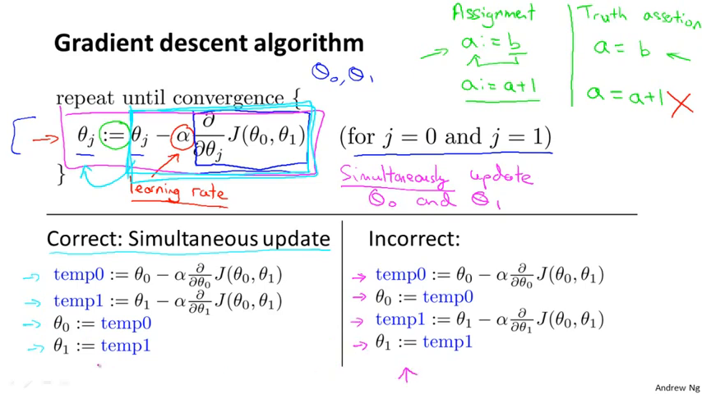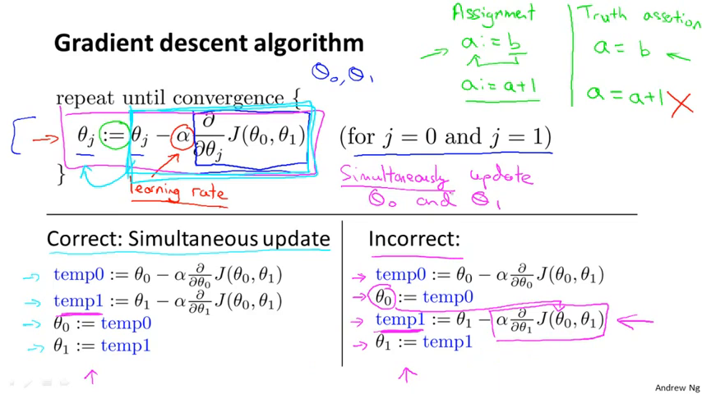And the difference between the right-hand side and the left-hand side implementations is that if you look down here, if by this time you've already updated theta 0, then you would be using the new value of theta 0 to compute this derivative term. And so this gives you a different value of temp 1 than the left-hand side, right? Because you've now plugged in the new value of theta 0 into this equation. And so this on the right-hand side is not a correct implementation of gradient descent.